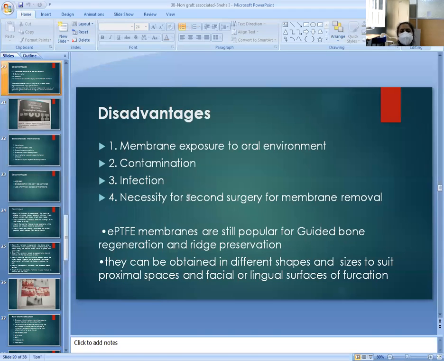Disadvantages are membrane exposure to the oral environment may lead to contamination and infection, and a second surgical procedure is required to remove it.